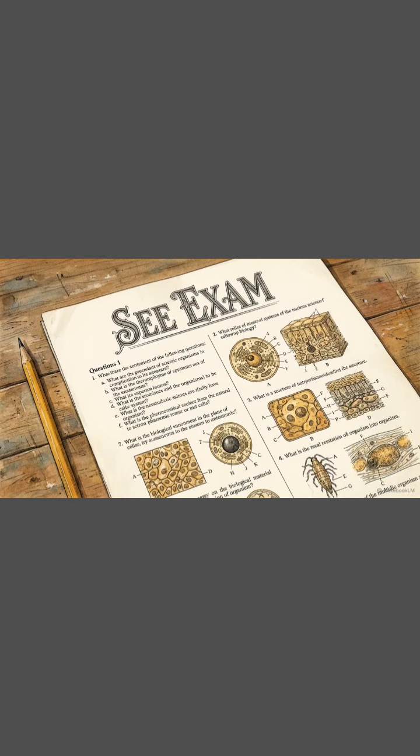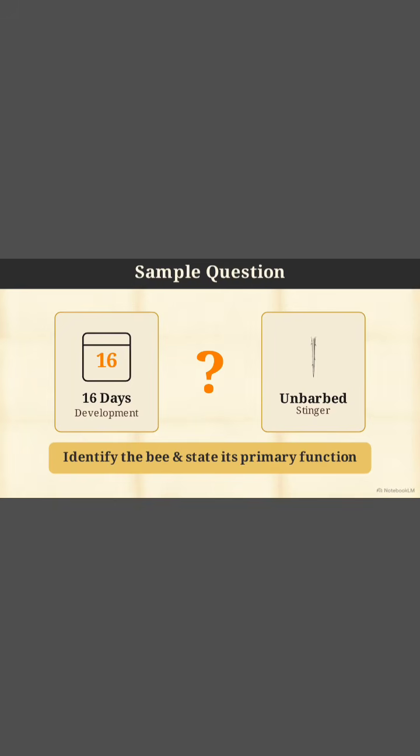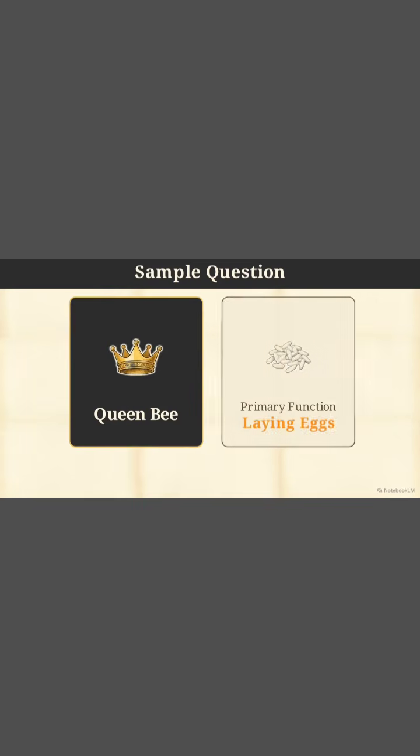Let's apply this to a real test scenario. Here is a sample SEE exam question. A bee emerges after 16 days of development and possesses an unbarbed stinger. Identify the bee and state its primary function. Matching 16 days and an unbarbed stinger identifies the queen bee. As the only fertile female, her primary function is laying eggs.